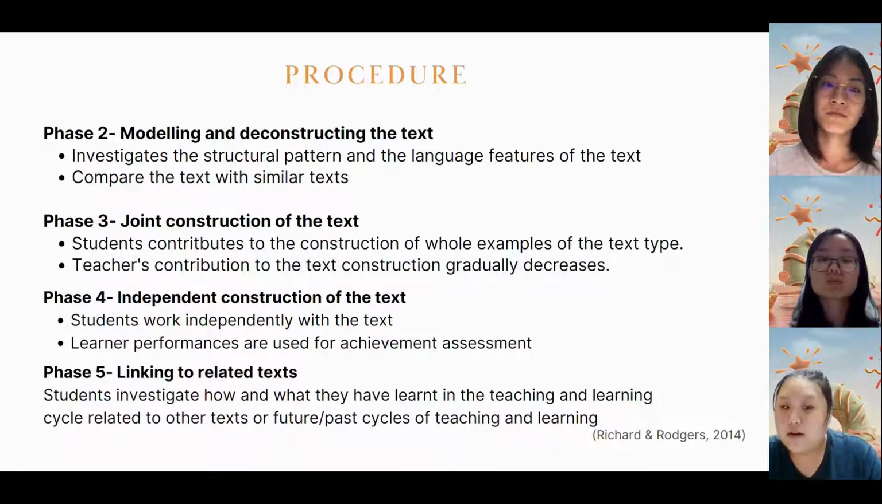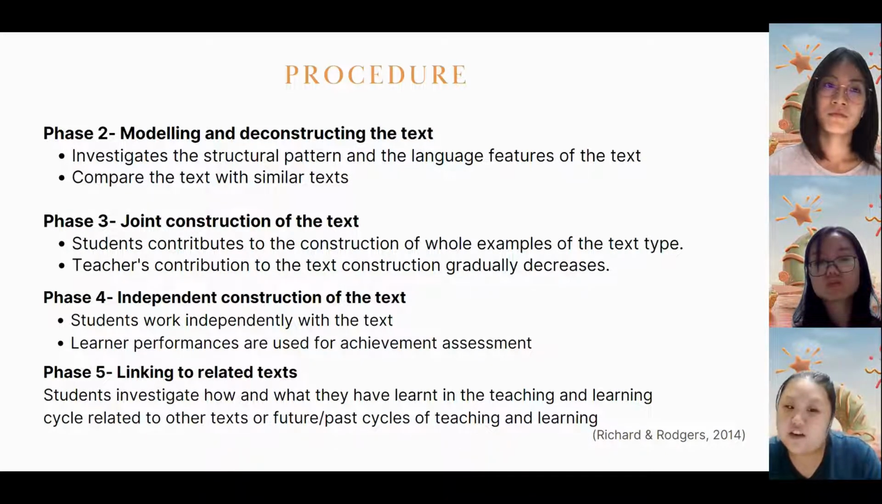Phase 4 is when the independent construction of the text starts. It is when the student's contribution will be 100%, meaning that there will be zero or very little teacher intervention while the activity is going on. What is used here will be the achievement assessment.